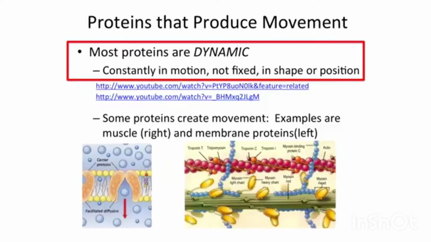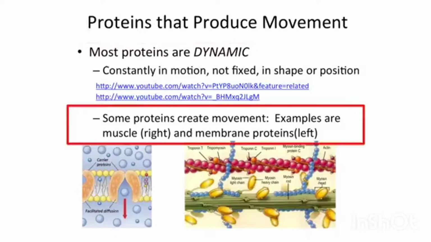We've talked about the fact that most proteins are dynamic, that is, that they are constantly in motion, that they're not necessarily fixed in shape or in position. But there are some proteins that are precisely designed to create movement. And examples are muscle, that's shown on the right, and membrane proteins on the left.